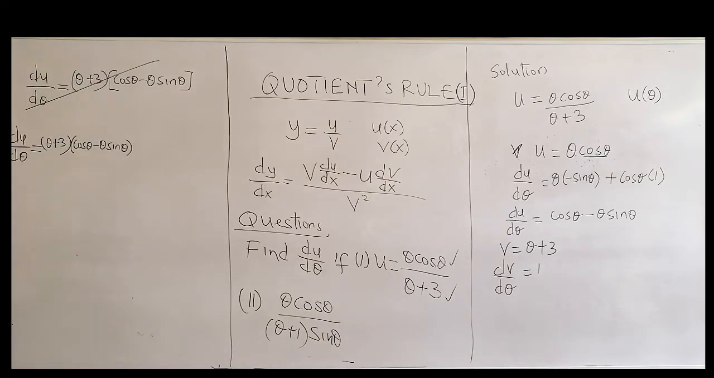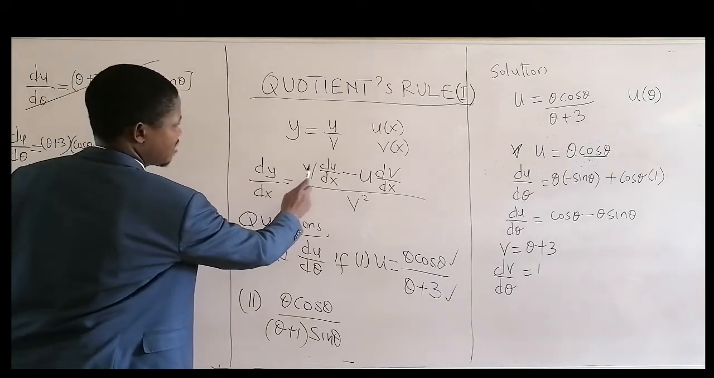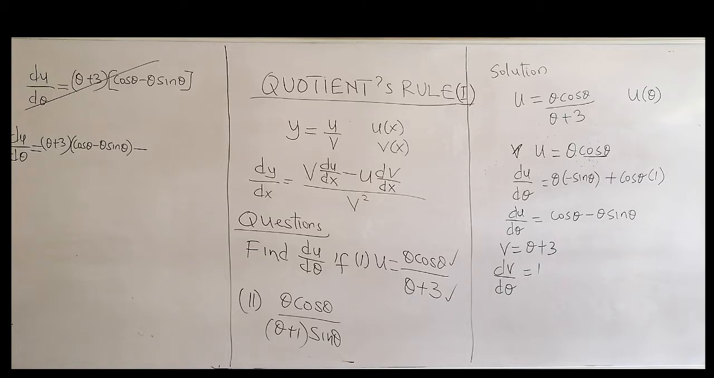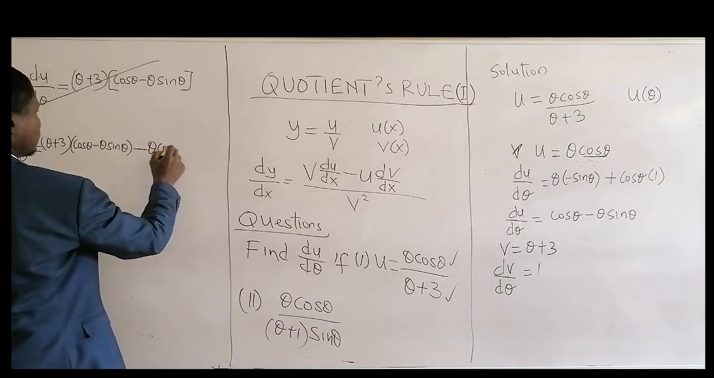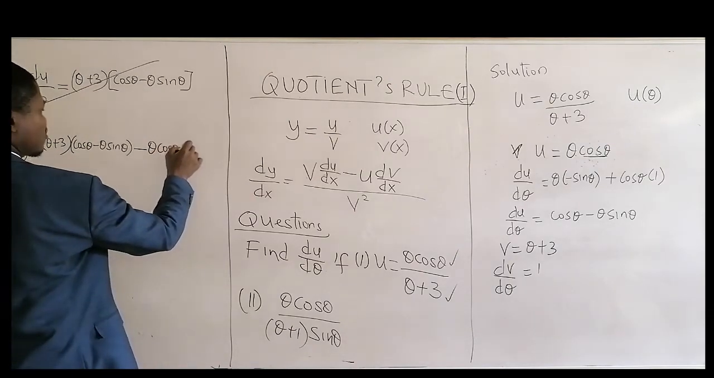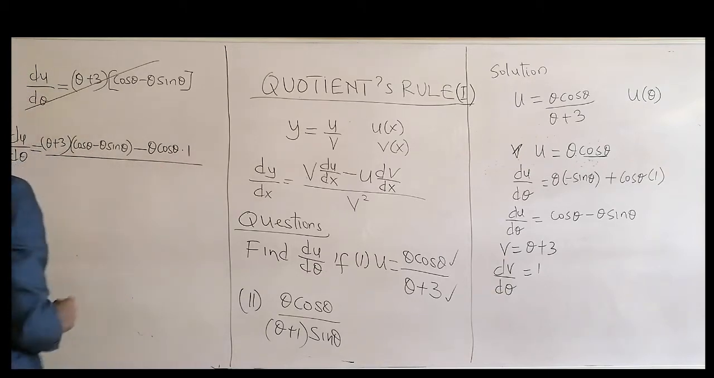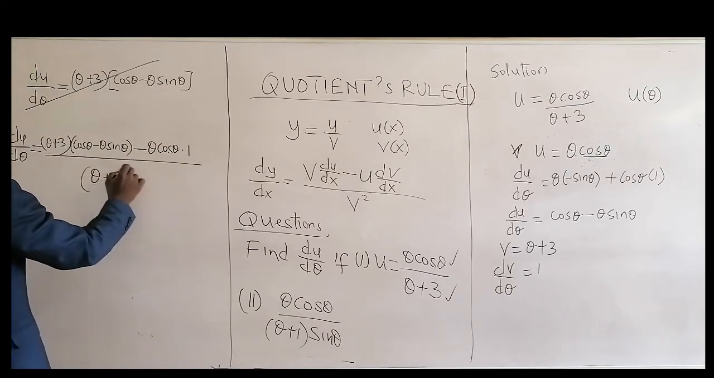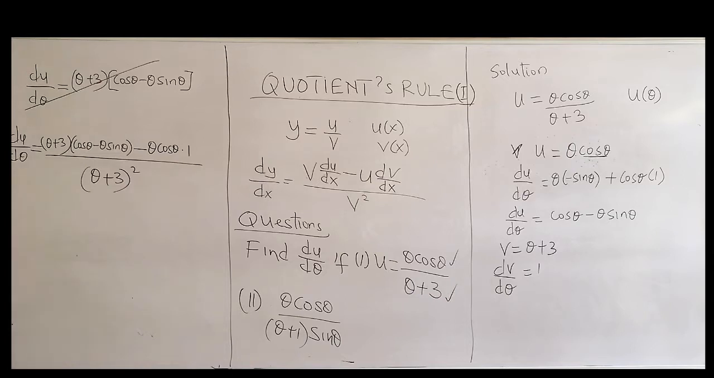Okay, so I've done v times du/dθ, then minus my u, which is θ cos θ, times dv/dθ. The dv/dθ is 1, so I don't need to indicate it. All over v squared. My v is θ plus 3. Okay, so that's what we've gotten. So let's expand.